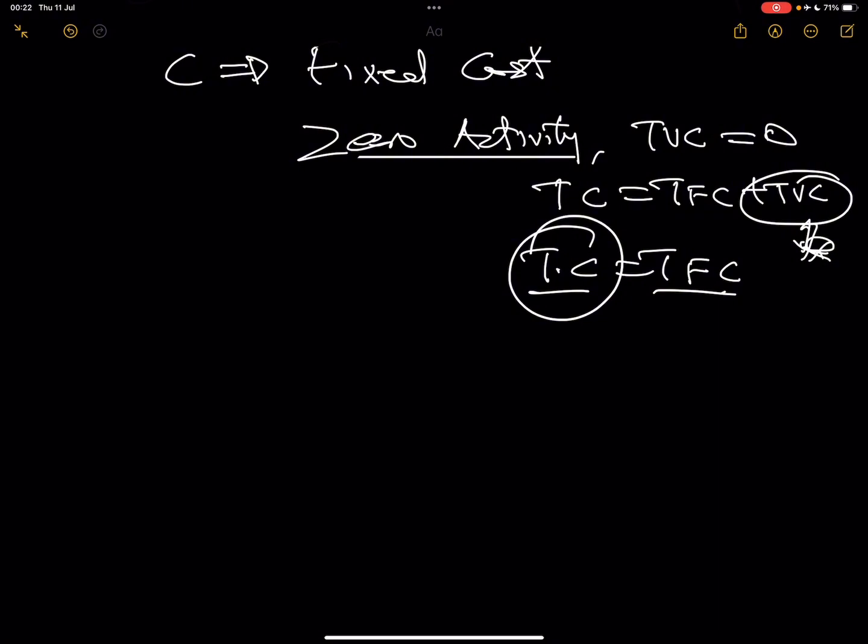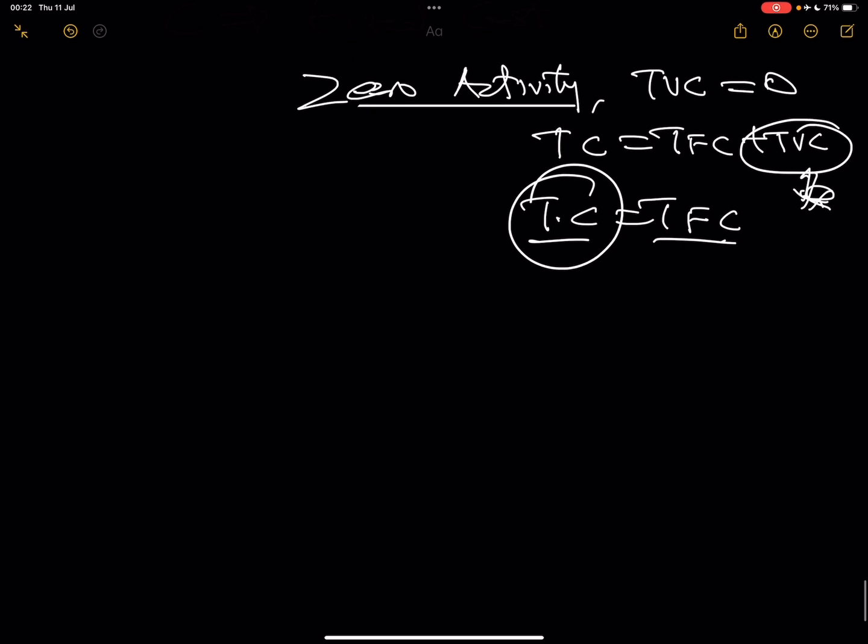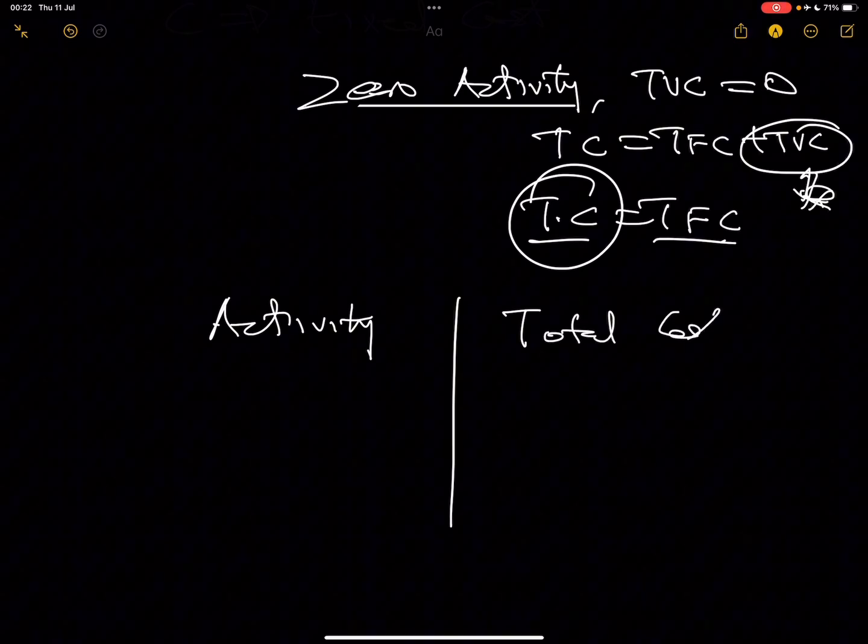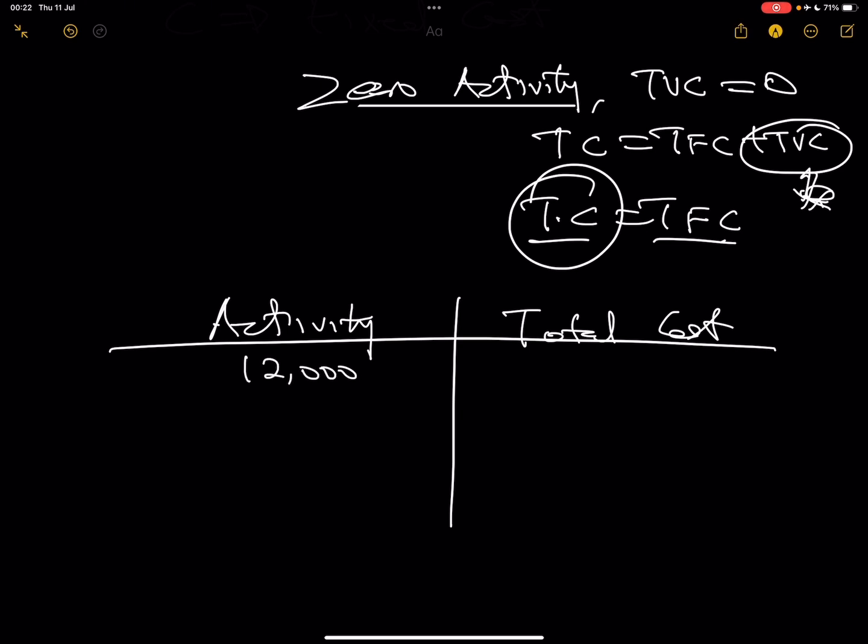Okay, now I'll work a question for you to understand how you can be asked in exams. And that is the final part. Pay attention. Let's say with this level of activity, we have total cost. Right? So say at 12,000 units, total cost is 58,000. At 16,000 units, total cost is 74,000.